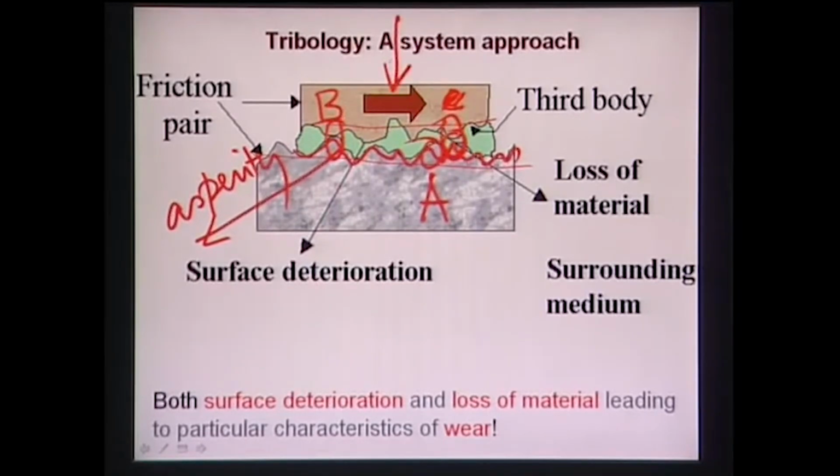Whenever you put a load P here, then B will make contact with A only at multiple asperities, not throughout the surface. Therefore whatever friction coefficient or whatever wear you see is the result of this physico-mechanical interaction between the N number of asperities from the two opposing or two mating solids.